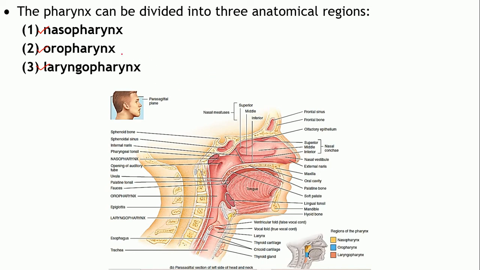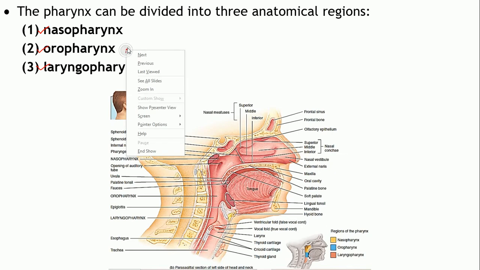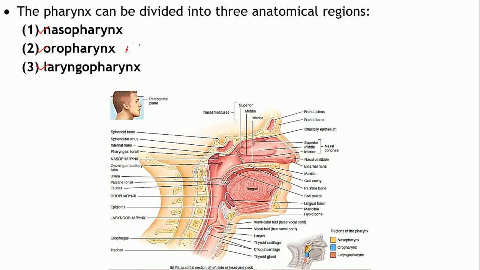Yes, it is the oropharynx, that's the oropharynx, and the laryngopharynx, which form part of the digestive system as well. No doubt it is a part of the respiratory system, but it is also part of the digestive system, that is, the food which you are swallowing will enter into the oropharynx.